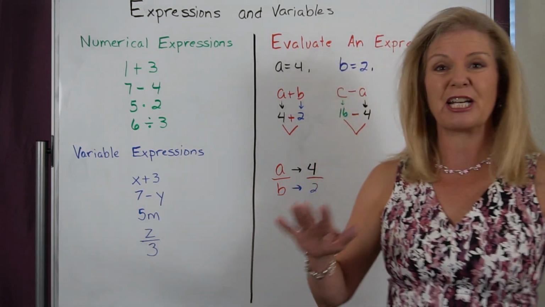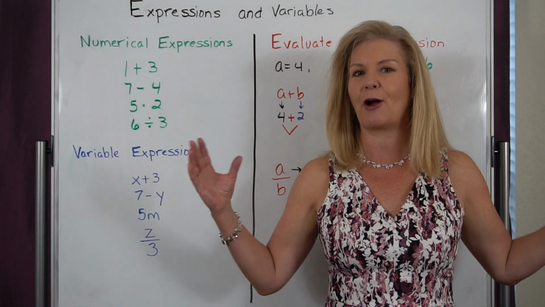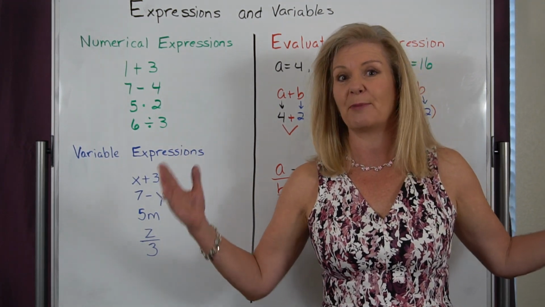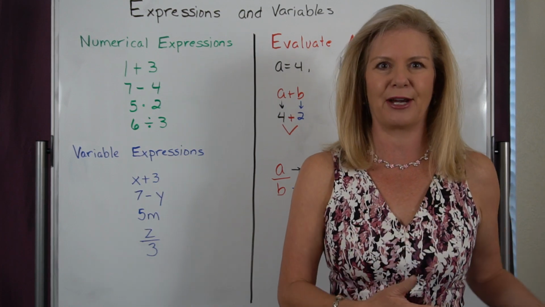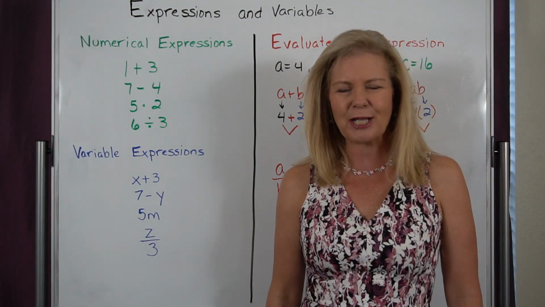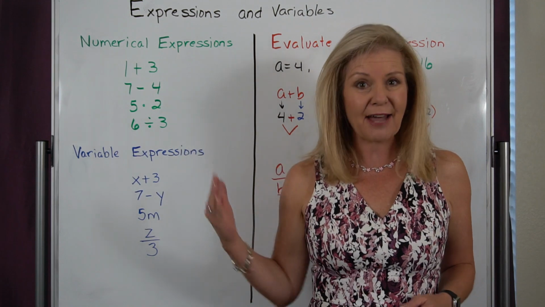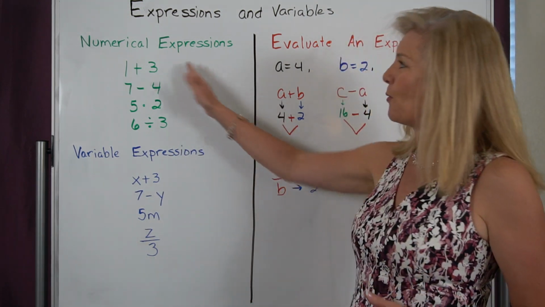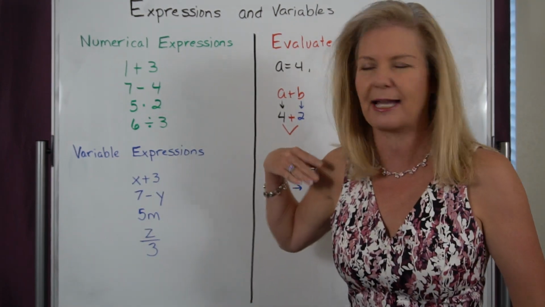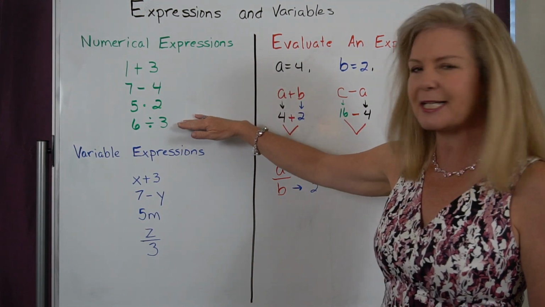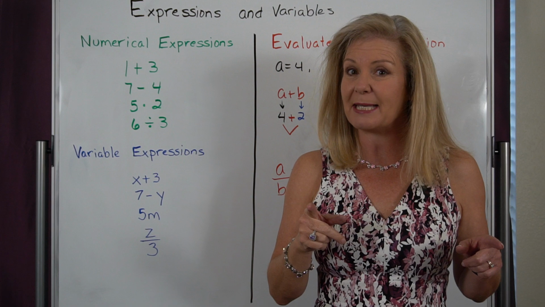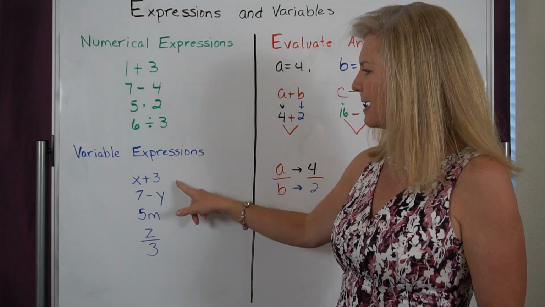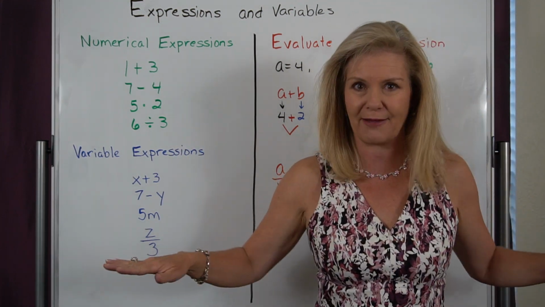So today we're going to start with just the beginning parts of what you need to understand about equations. And those are expressions and variables. Now, what is an expression? Well, it's just half of an equation. It's one side before the equal sign. Notice I have numerical expressions and I have variable expressions. The one thing you see missing, no equal signs, because expressions never have equal signs.